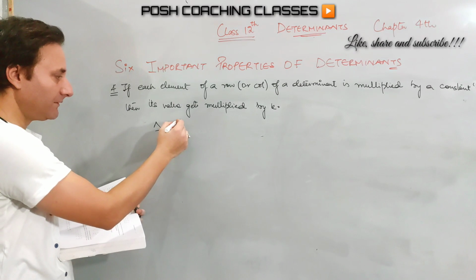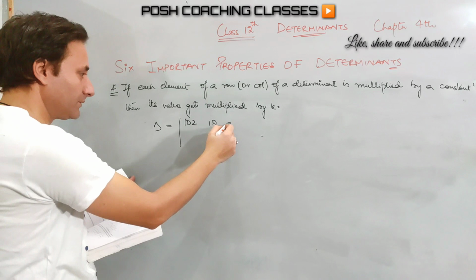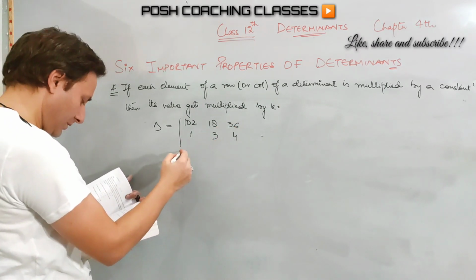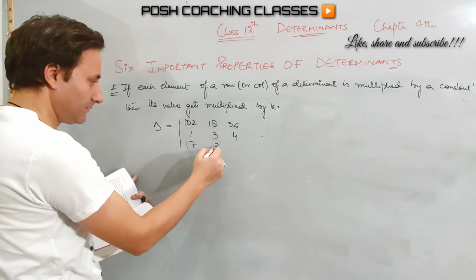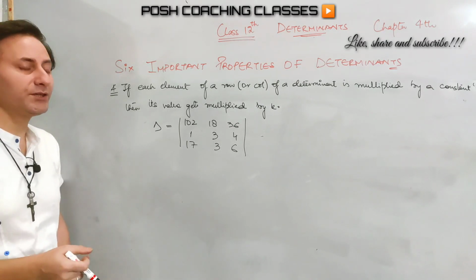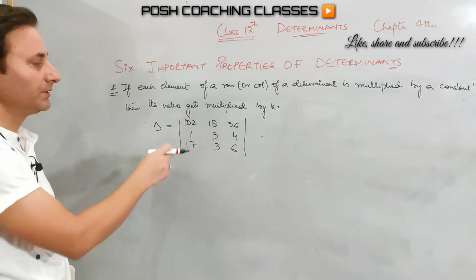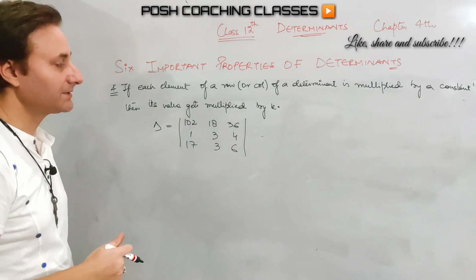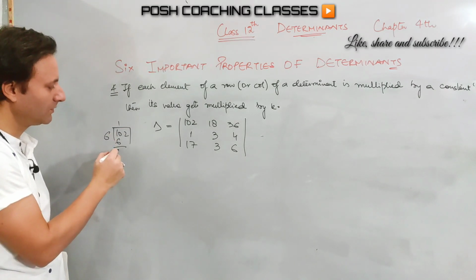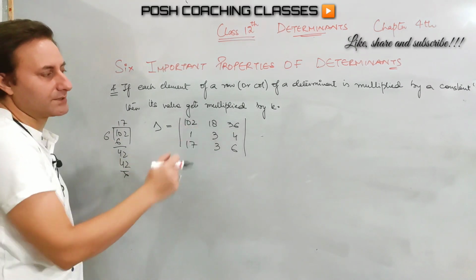For example, I have delta with rows 102, 18, 36, then 1, 3, 4, and then 17, 3 and 6. Here I can see one thing very clearly, that in these three entries I can take something common. These are in the table of 6. If I see 102, yes, it is divisible by 6. 6 1s are 6, 6 17s are 102, 6 3s are 18 and 6 6s are 36.